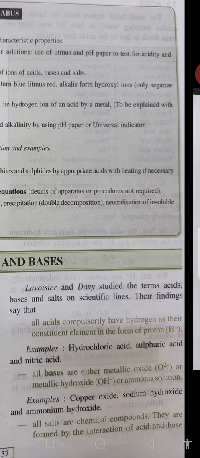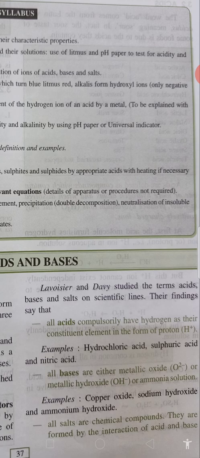Now children, Lavoisier and Davy studied the terms acids, bases and salts on scientific lines, and their findings say that all acids compulsorily have hydrogen ion as the constituent element, in the form of a proton or H positive ion. For example, hydrochloric acid, which is HCl, sulfuric acid, H2SO4, nitric acid, HNO3. And all bases are either metallic oxides or metallic hydroxides or ammonium hydroxide. So children, this is the definition given by Lavoisier and Davy.